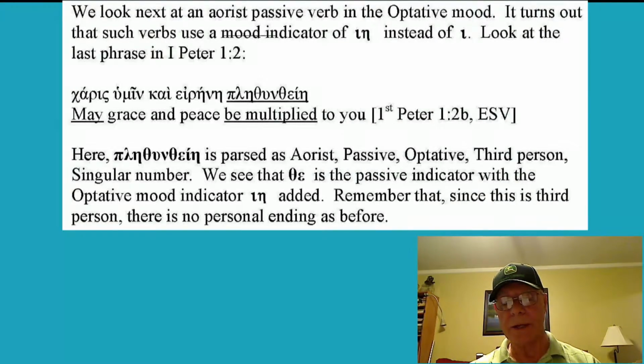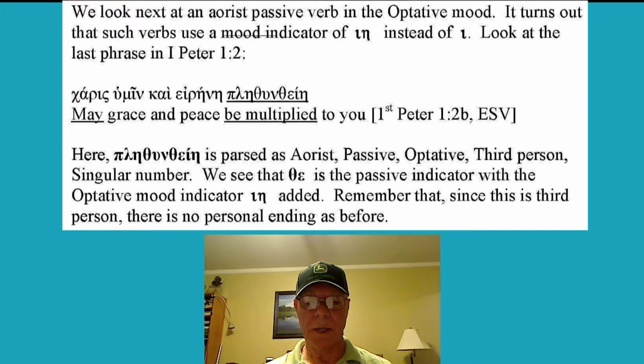We next look at an aorist passive verb in the optative mood. It turns out that such verbs use a mood indicator of iota eta instead of simply iota. Look at the last phrase in 1 Peter 1:2.